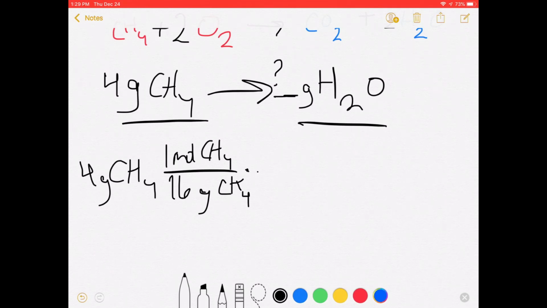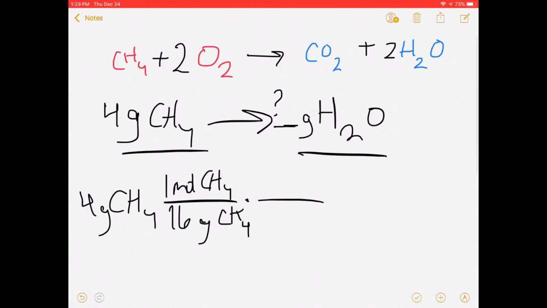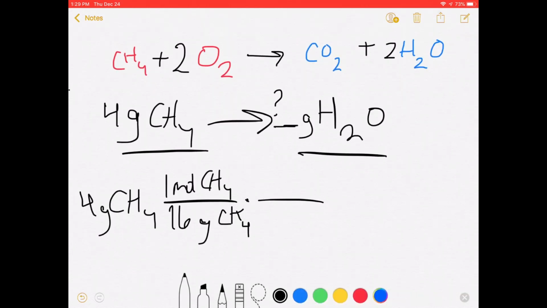Next, we need to go from moles of CH4 to moles of H2O. And the way we do that is by looking at our combustion reaction right here. So we can see that for every 1 mole of CH4, I get 2 moles of H2O. So I'm going to write 2 moles H2O on top right here.